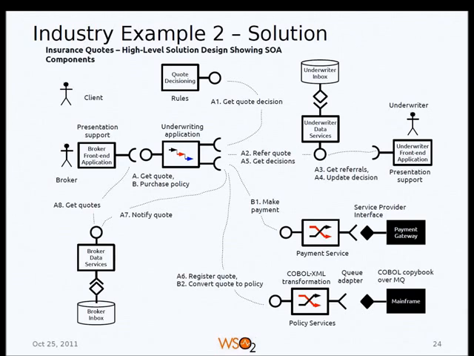Then the underwriter has a front-end application. So when they come into work, their front-end application makes a service call into the data services of the inbox to get all of those referrals. And then when they make a decision on them, they update the decision on that inbox. Then the process server would again go back to this inbox and get the decisions. It would make a service call to get all the decisions that have been made, and that would feed back into the broker.